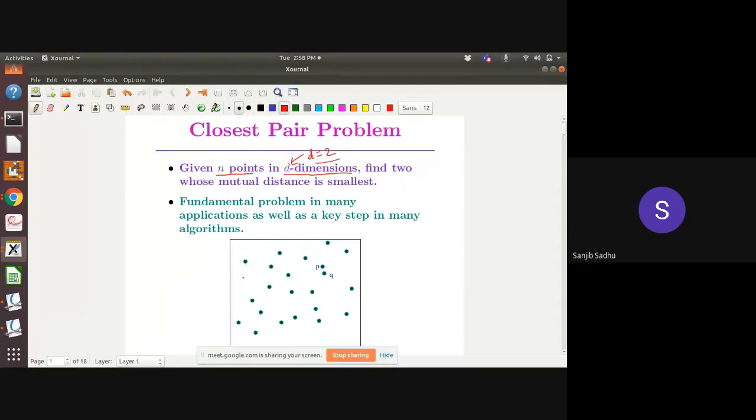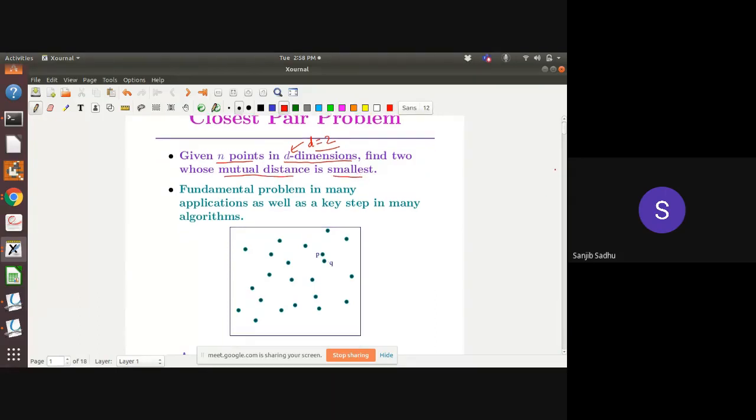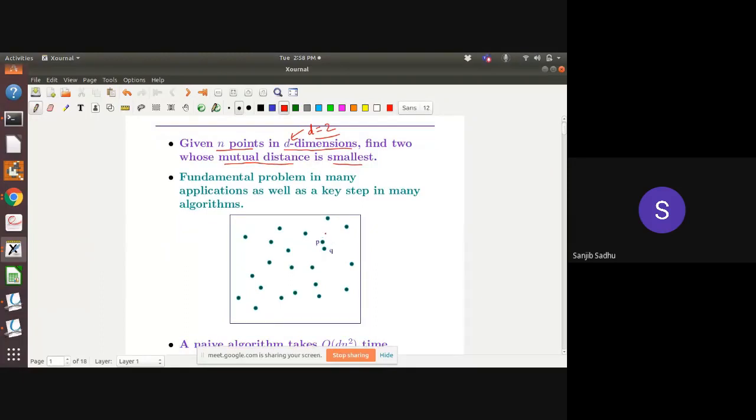That means all the points are lying on the plane. Fine, these are the points. Now your task is to find two points whose mutual distance is smallest, which are the closest. For example, here you see in this figure that this P and Q are closest. Their distance is smallest. All these other distances are larger than this PQ distance. So I have to find this.